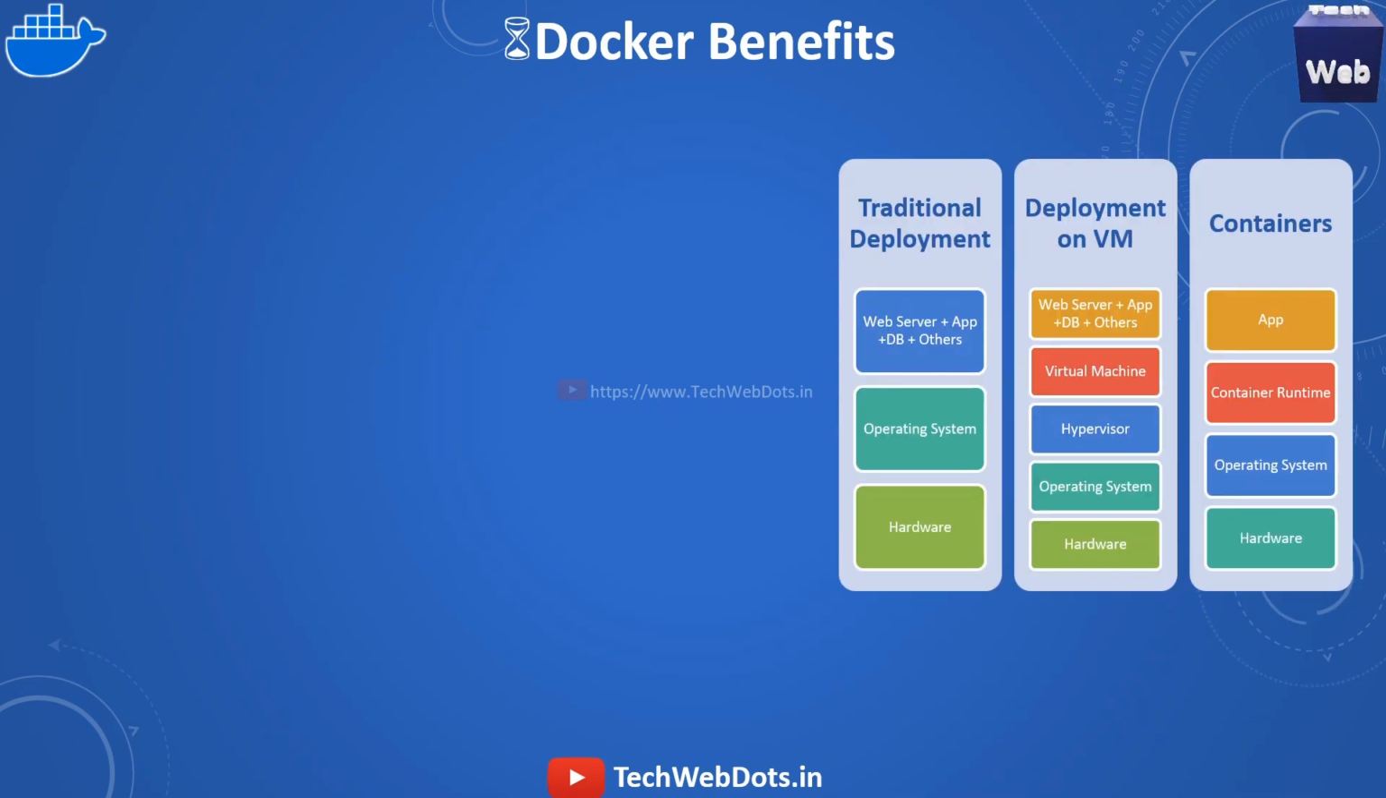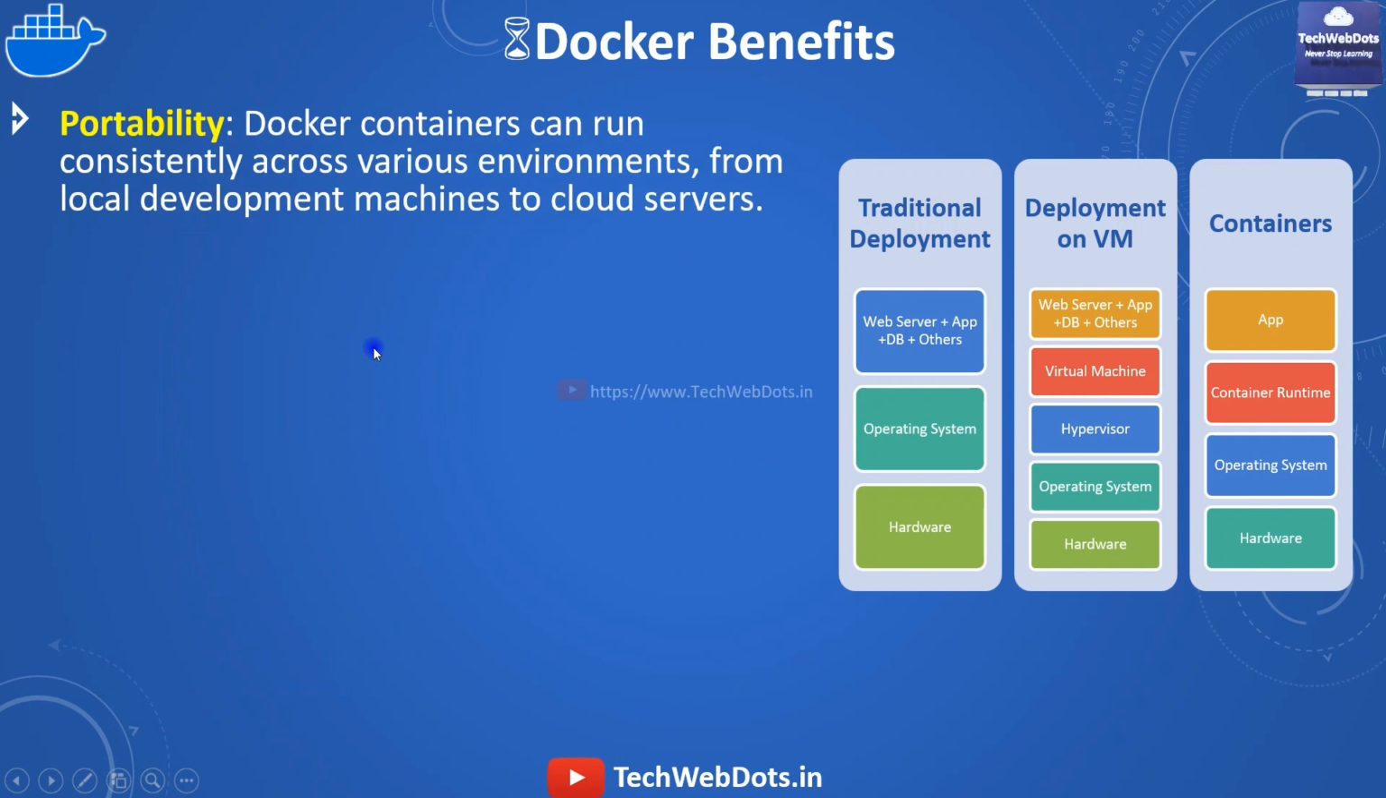We already discussed in previous sessions how traditional deployment looks: the hardware, operating system, and then our application. In the era of virtual machines, deployment on a VM looks like hardware, operating system, then a hypervisor, then virtual machines on top of it according to our need, and then the application. But in the containerization world, we have hardware, operating system, then the container runtime, which is our Docker layer, and then the app on it. So the core benefits are portability.